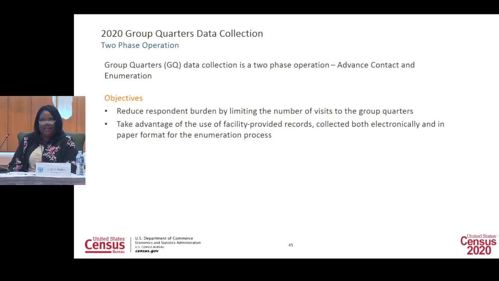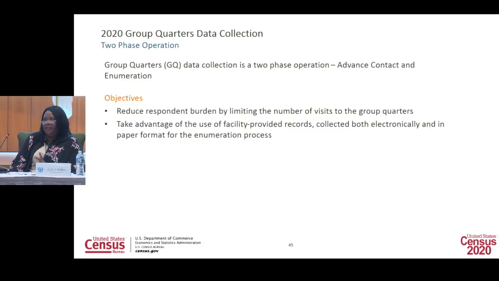But what we did this time, before the advanced contact operation actually happened, was send introductory letters out to the group quarter facilities and the service-based locations, letting them know we were coming. There was a link in that letter where they can go to our website and learn a little bit more about group quarters. They can learn about the methods that we were offering, so they know in advance of our phone call.